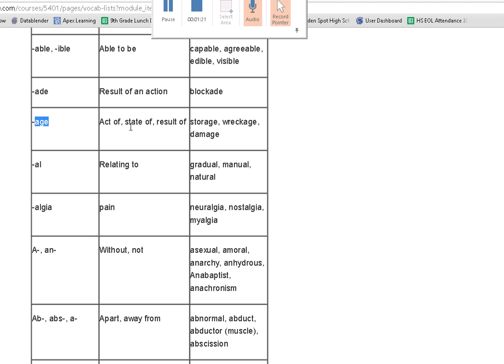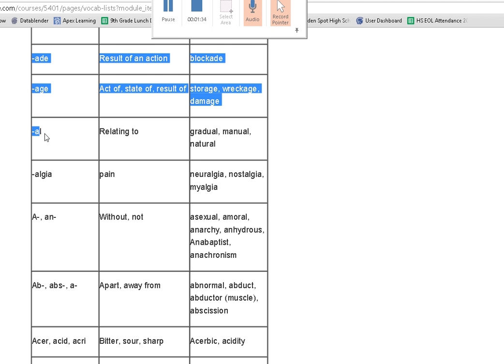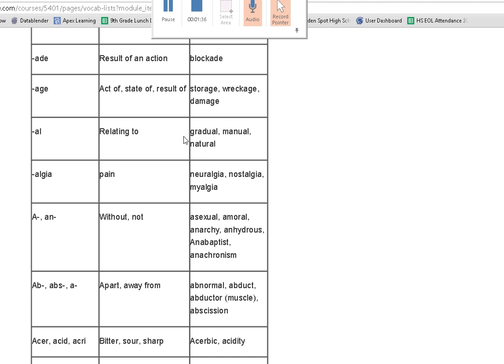Age is also the result of, but additionally active or state of. Storage, the state of storing. Wreckage, the result of wreck. And al means relating to. So like if something is natural, it relates to nature in some way. If something is gradual, it relates to degrees. Grad means step by step.